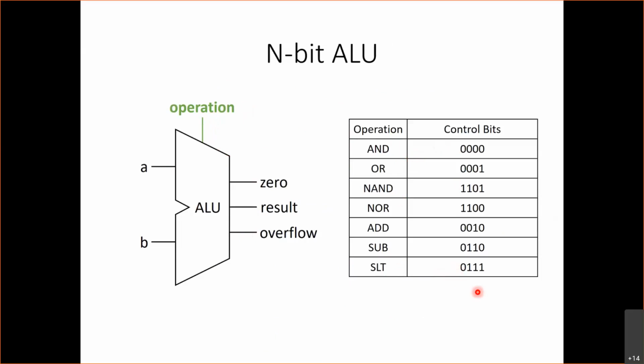From now on in the course, when we draw this symbol over here to indicate that we have an ALU, now you know how this is implemented. Any questions about n-bit ALUs?